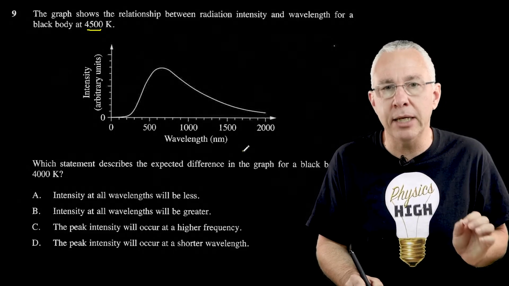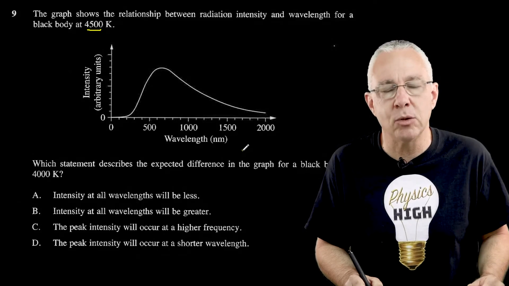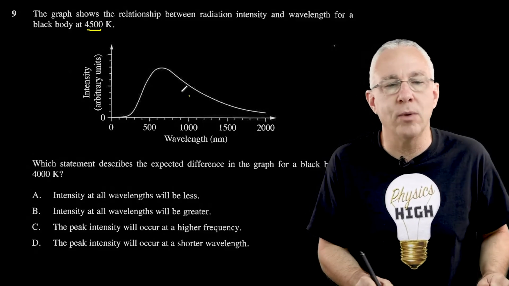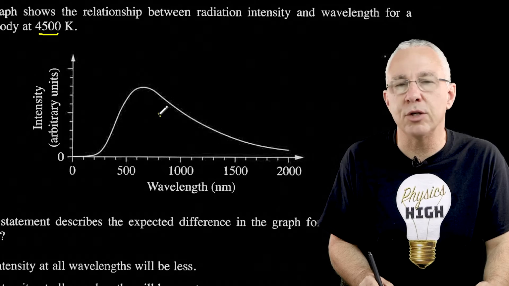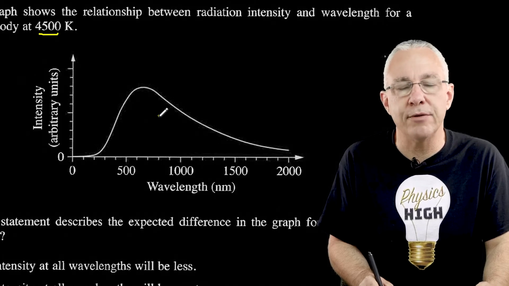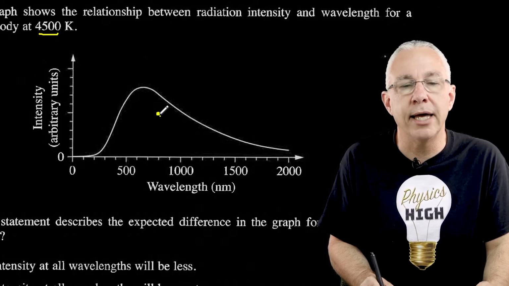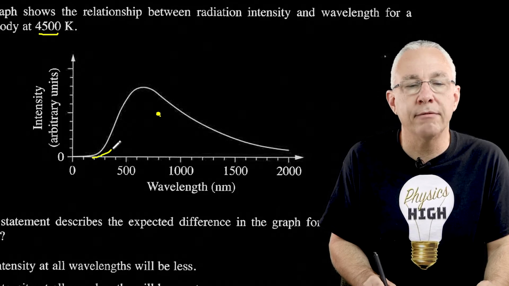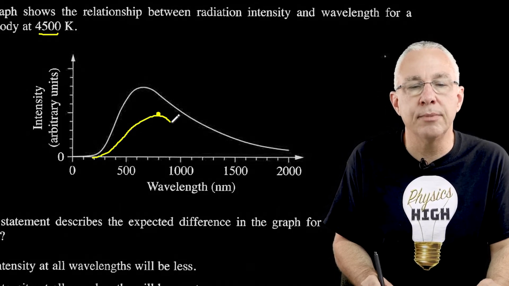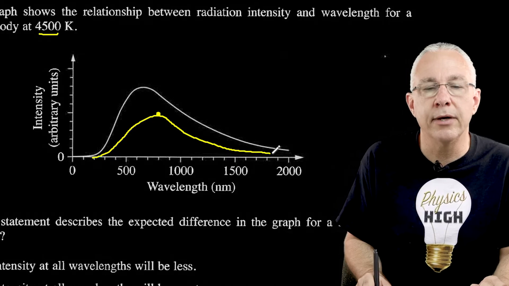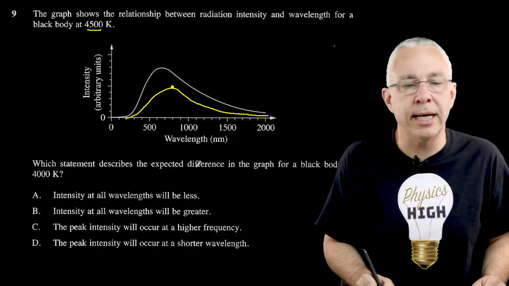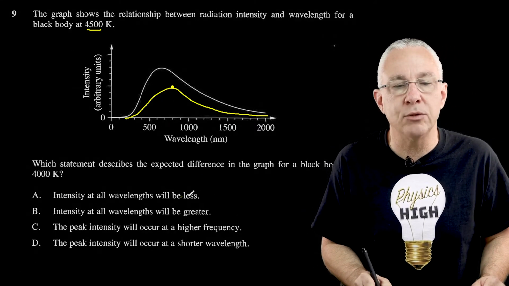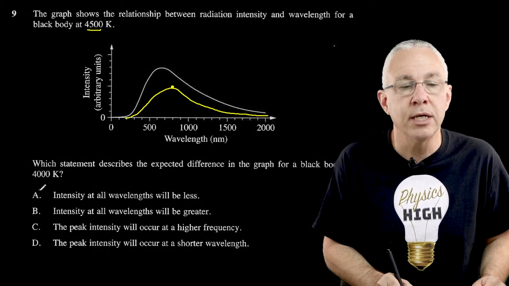Secondly, the peak wavelength, according to Wien's displacement law, shifts to longer wavelengths. So as a result, I'm going to draw a graph of what it might represent at 4,000 Kelvin. So we have a longer wavelength, and then we have a curve that is going to have a smaller area than the previous one. So automatically we can see that the intensity at all wavelengths will be less. That is actually true, so we're going to circle it.